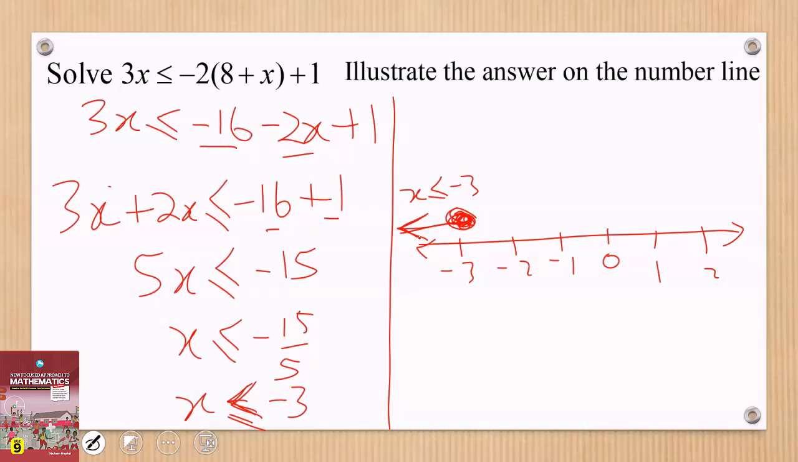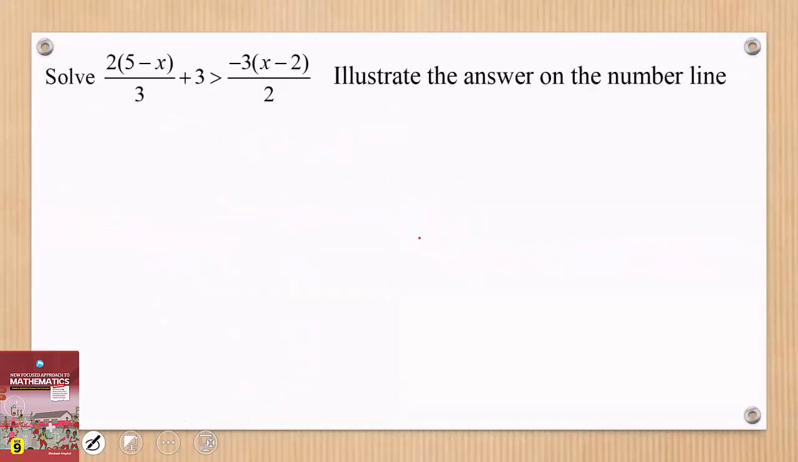Let's take another example and see. We want to solve this and illustrate our answer on a number line. And so we multiply through by the LCM since it involves fraction. And so everything by 6. So here by 6 means that 6 can cancel. 3 can divide 6 as 2. So we have 4 into bracket 5 minus x. Then 6 times 3 is 18. Then our sign will come.